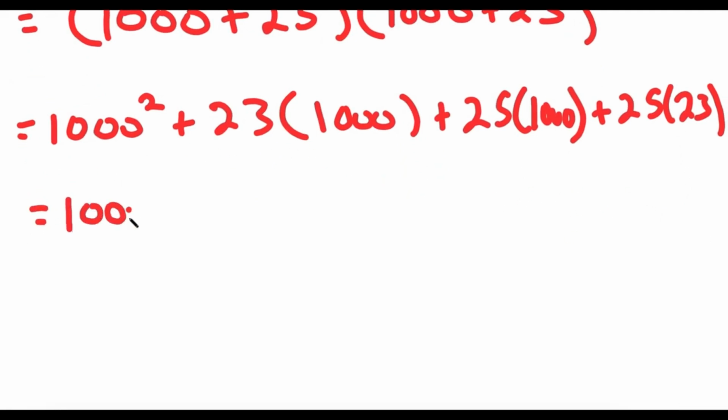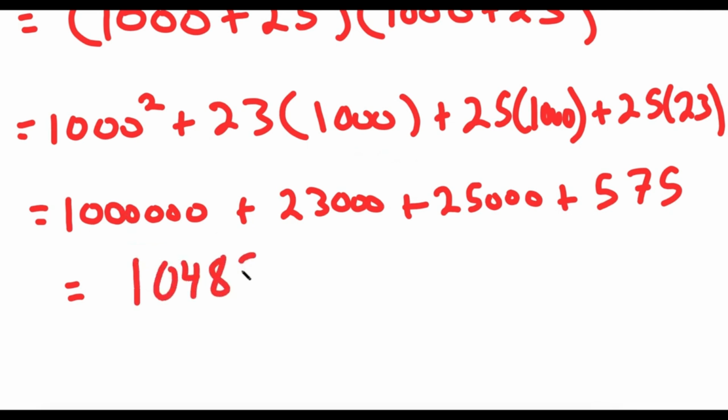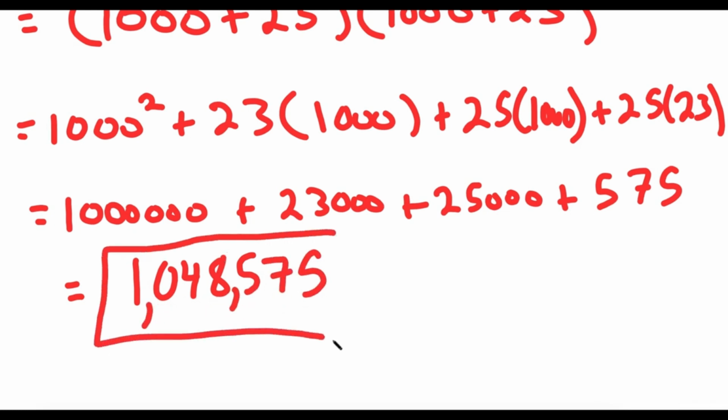Now 1000 squared is equal to 1 million, so I have 1 million plus 23,000 plus 25,000 plus 25 times 23, which is 575. So now from here, 23,000 plus 25,000 is 48,000, and 48,000 plus 575 is 48,575, and that plus 1 million is 1,048,575. So this is my answer to this problem.